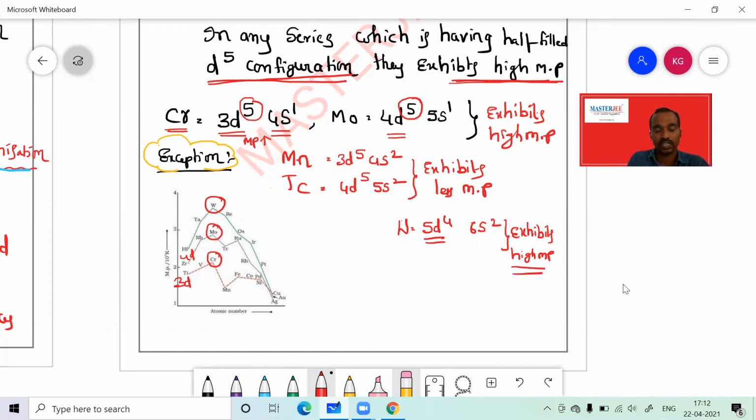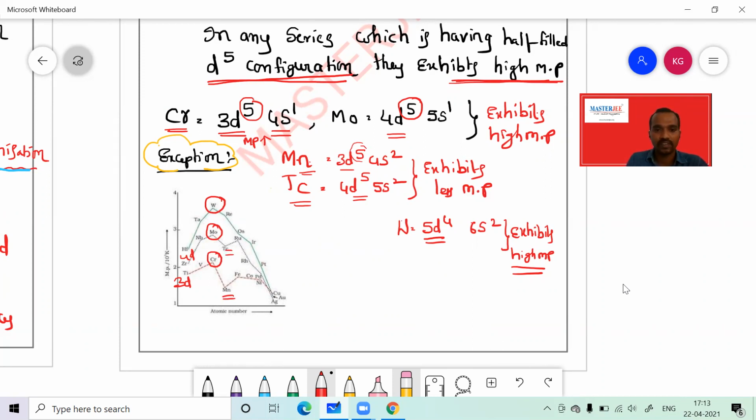This one exception case we have to remember in your mind. Next, manganese, even though it has a D5 configuration, a stable half-filled configuration, manganese as well as technetium, these two have half-filled configurations, but they are exhibiting low melting points.